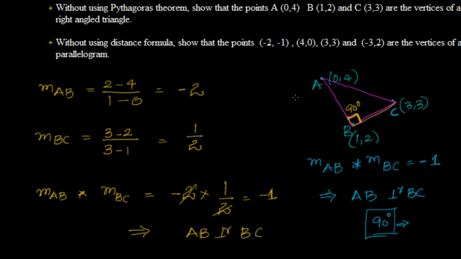If you take them and find out the slopes of AB, BC, CA, you will see that either AB is perpendicular to BC or BC is perpendicular to CA, based on at which vertex the triangle is right angled.